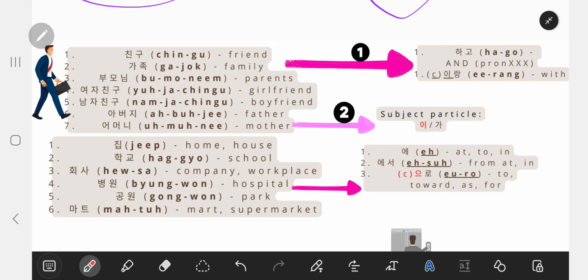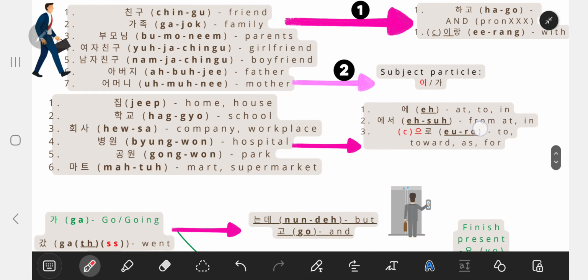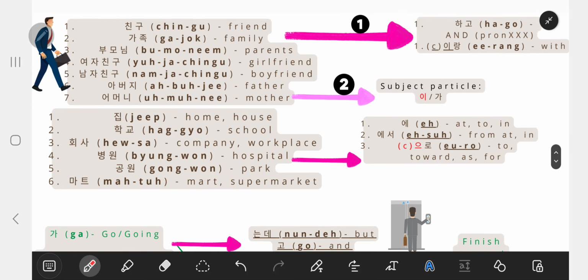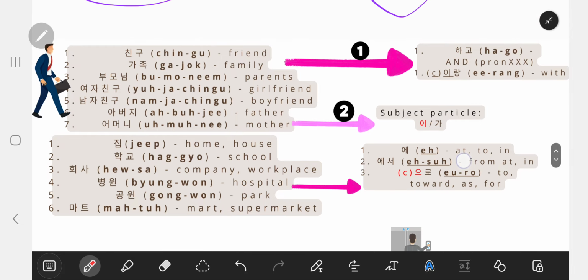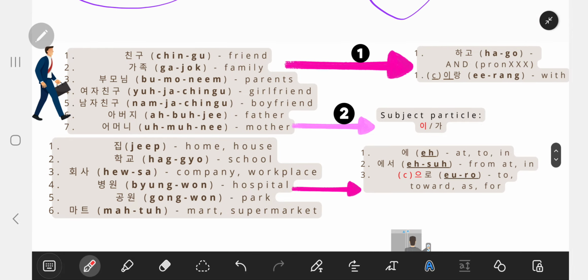So I want you to say that. I want you to do that. Pause the video and press play when you're done. So I went to the hospital with my parents, but my boyfriend went home.